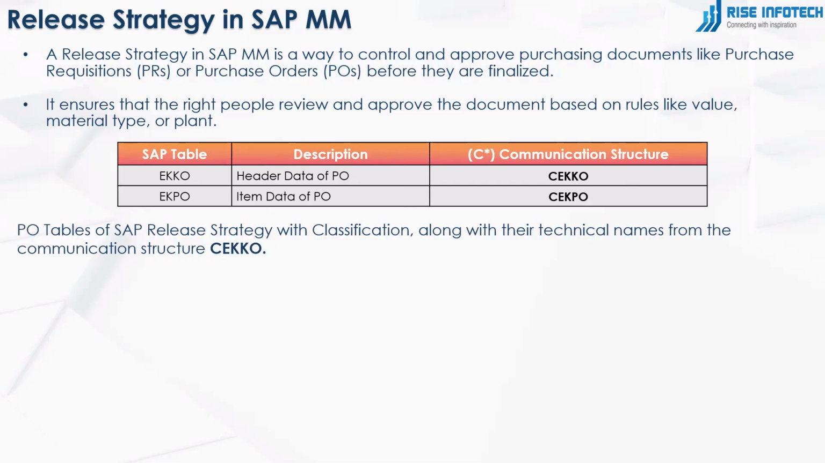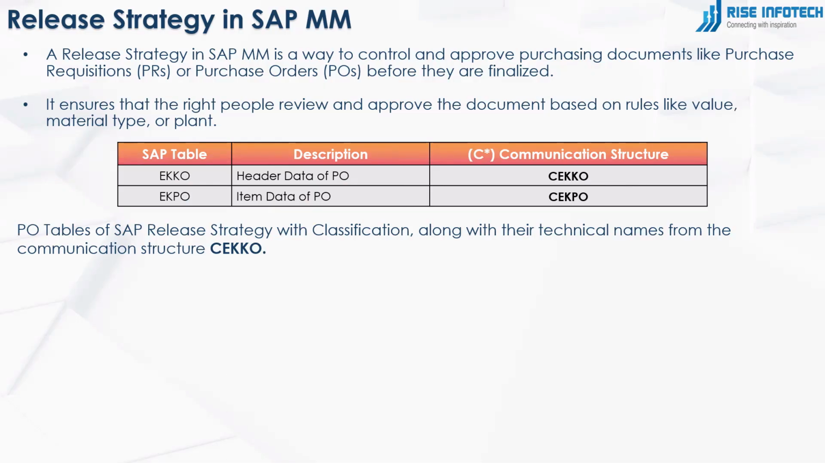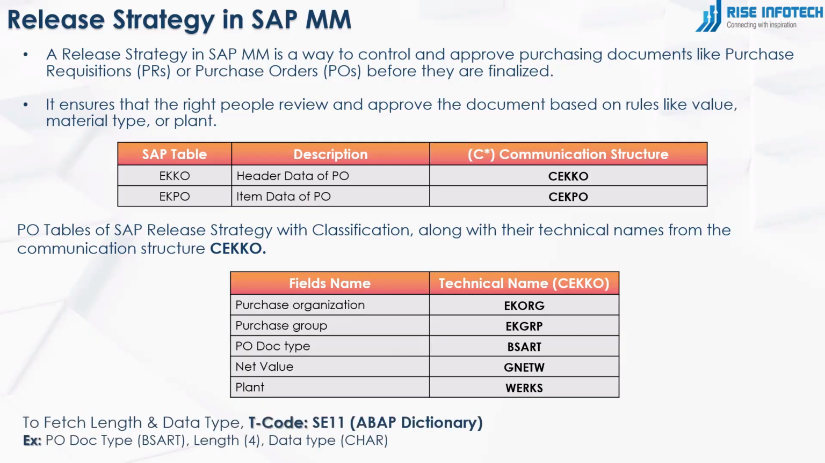The PO tables for release strategy with classification, along with technical names, are from the communication structure, that is CEKKO. The field name purchase organization has the technical name EKORG, purchasing group is EKGRP, PO document type is BSART, net value is GNETW, and plant is WERKS. To fetch the length and data type, the T code we can use is SE11, that is the ABAP dictionary.